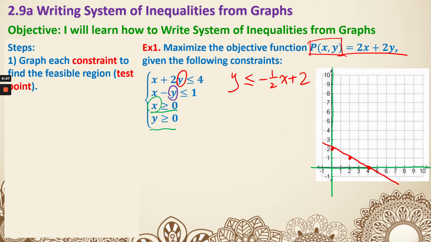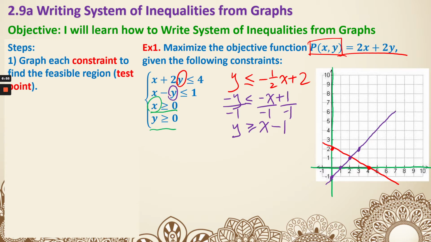Next, solve for y. Subtract x on both sides, so negative y is less than or equal to negative x plus 1. Divide everything by negative 1. Y is greater than or equal to positive x, and 1 over negative 1 is minus 1. So negative 1 is right here, up 1 over 1, up 1 over 1, up 1 over 1. There's my other line.